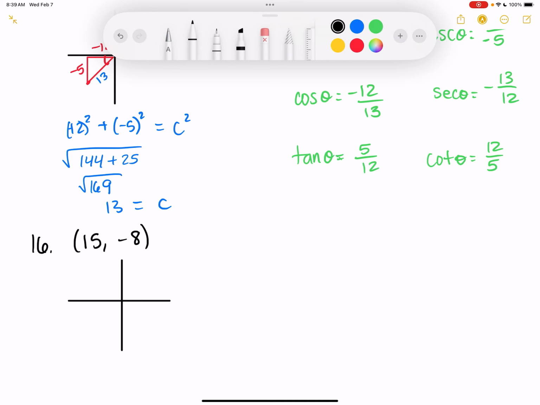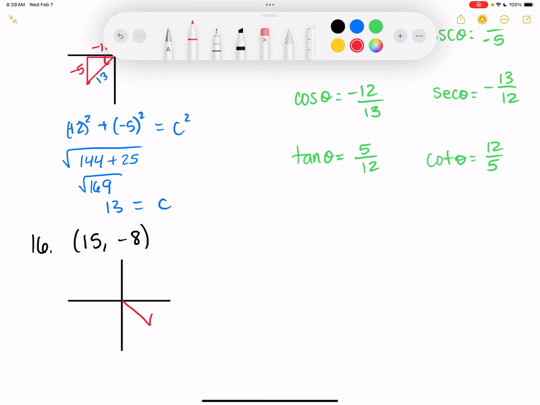Oh, I was like, what? What are you talking about? I thought you were trying to tell me the other side is going to be 4, and I was like, that's not possible.